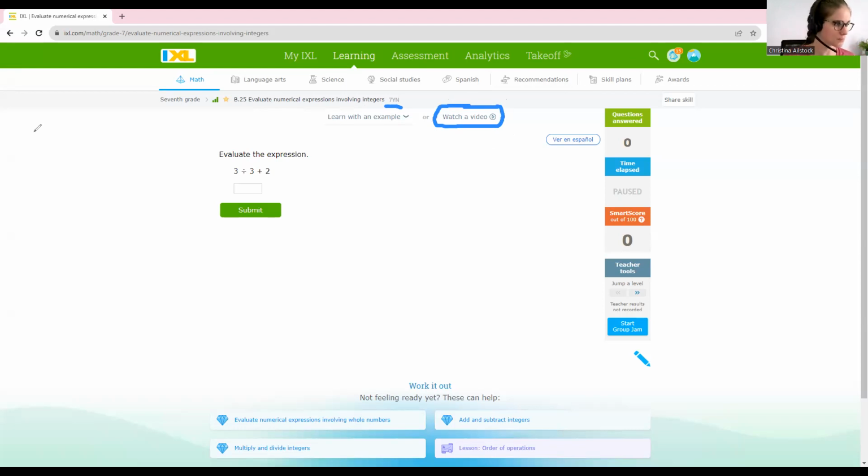We are being asked to evaluate this expression. I'm going to go ahead and rewrite the problem real quick so we have room to work it out. Do remember that if you want to work it out on your computer or your tablet, there is a pencil tool that allows you to do so. Or, of course, you can always use a whiteboard or scrap paper and a pencil.